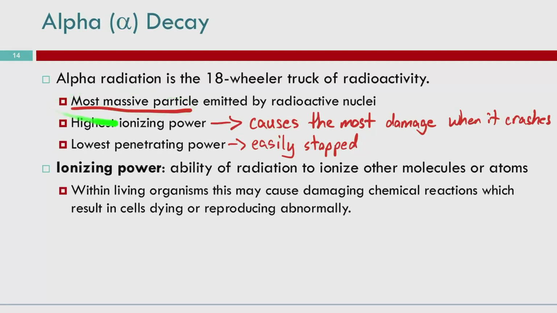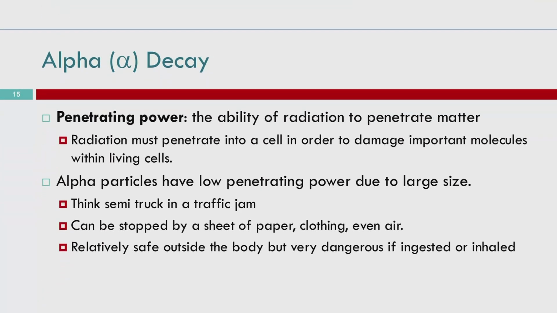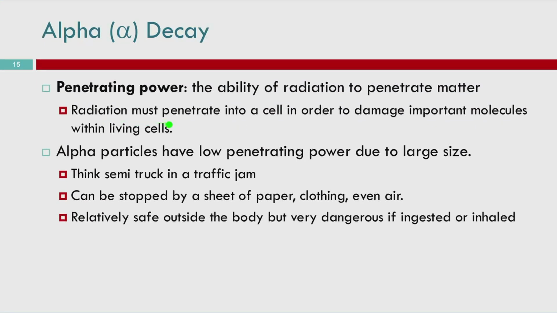So it's very big, alpha radiation, alpha particles, big heavy particles, lots of ionizing power. They're going to cause a lot of damage, but low penetrating power. They're going to crash into the first thing that they come to. They're not going to be able to weave through traffic. So for the most part, radiation, this penetrating power that we were talking about, radiation needs to get into a cell, or it needs to get into important cells for it to cause actual amounts of damage to our bodies.